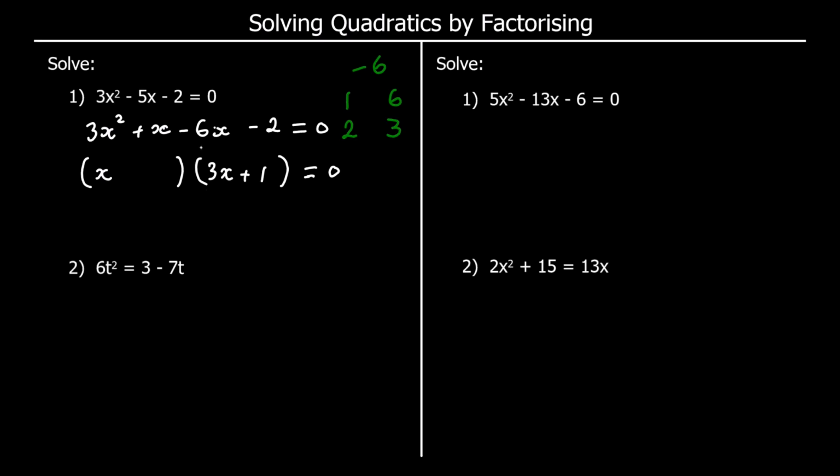Something times 3x is negative 6x. That must be negative 2. And negative 2 times 1 makes negative 2. So either my first bracket is 0, x would have to be positive 2, 2 take away 2 is nothing, or my second bracket is equal to 0, and x would have to be minus 1/3.